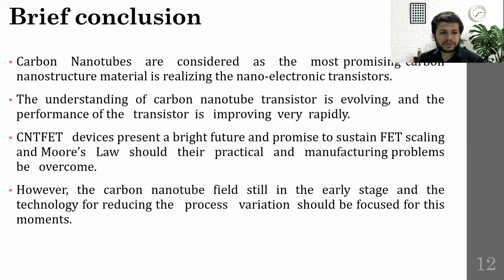Carbon nanotube devices present a bright future, promising sustained transistor scaling and Moore's law, once their practical and manufacturing problems are overcome.